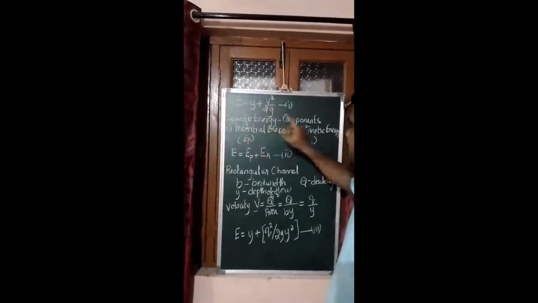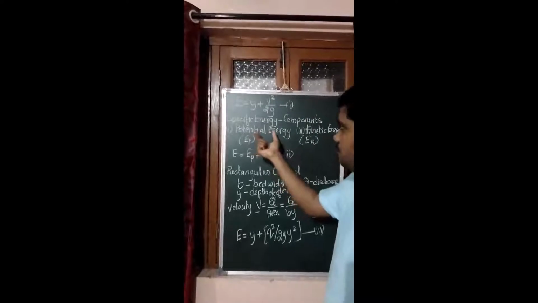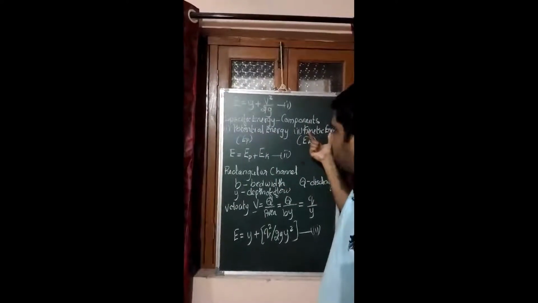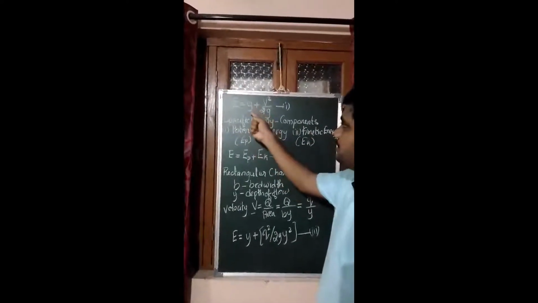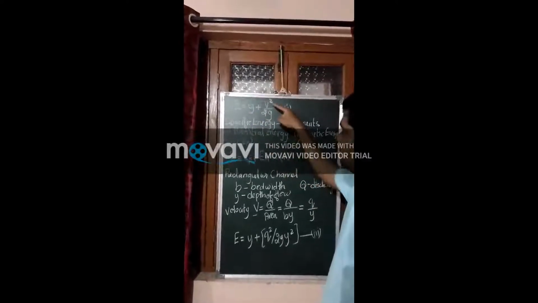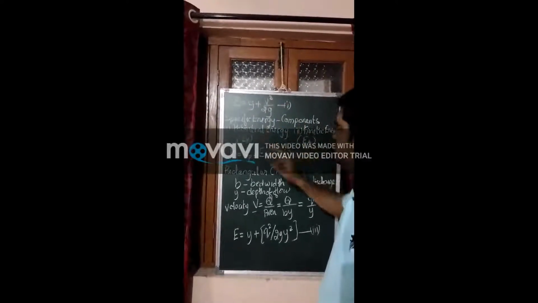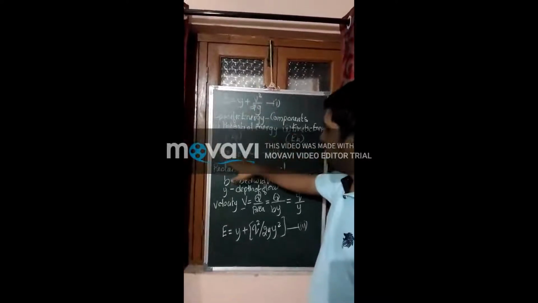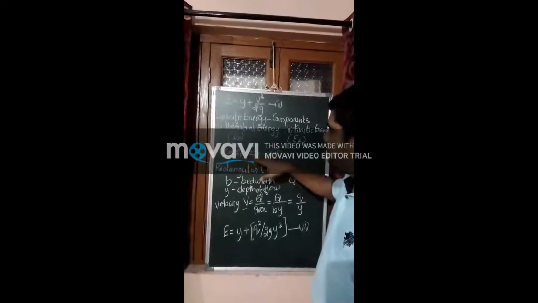The specific energy has two components. One is the potential energy component, then the kinetic energy component. The potential energy component is represented by Y and kinetic energy component is represented by V square by 2G. So we can rewrite equation 1 as E is equals to EP plus EK.